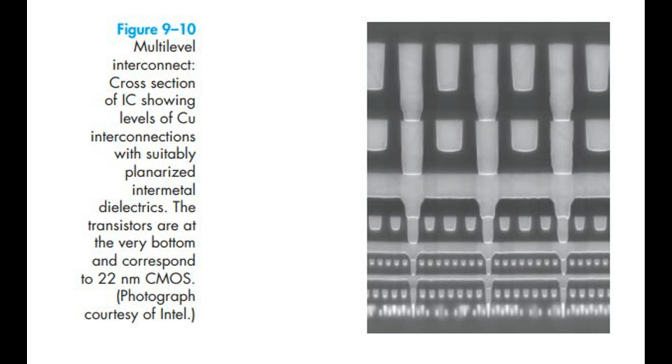Figure 9.10 Multilevel interconnect, cross-section of integrated circuit showing levels of copper interconnections with suitably planarized intermetal dielectrics. The transistors are at the very bottom and correspond to 22 nanometers complementary metal oxide semiconductor. Photograph courtesy of Intel.